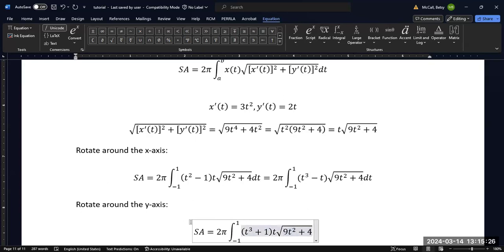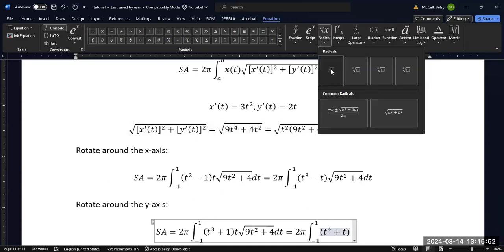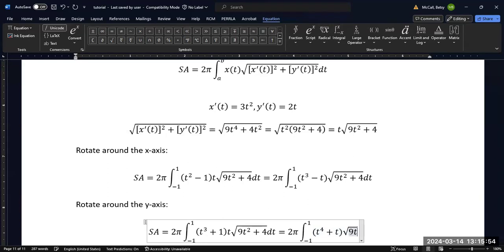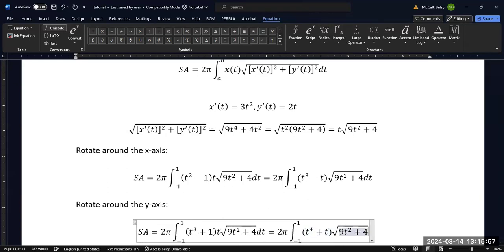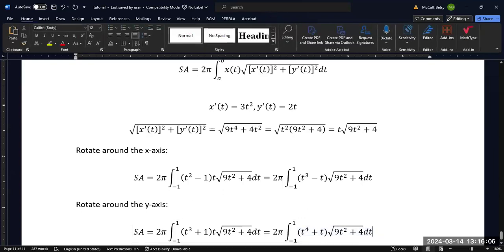Now, when I do this distributing, I'm going to end up with t to the fourth plus t and the radical. And this one is going to be not just integration by parts. This one is going to require trig substitution.